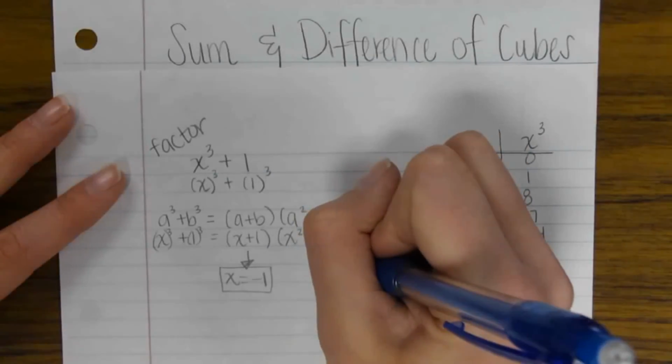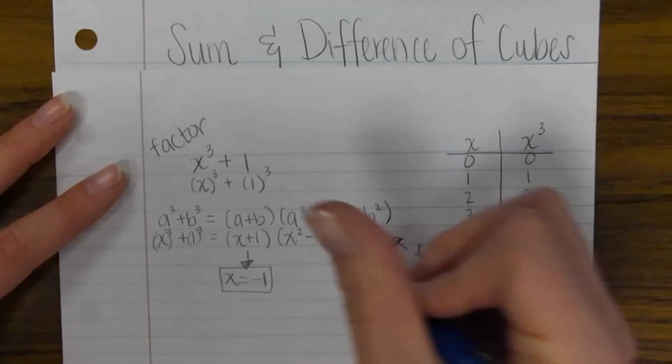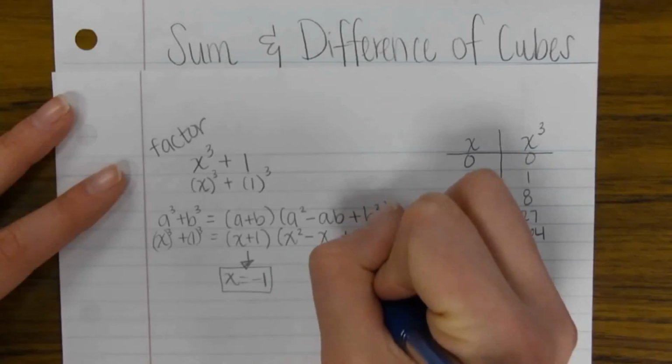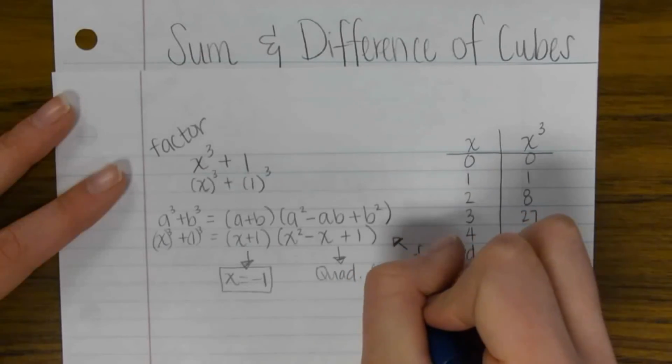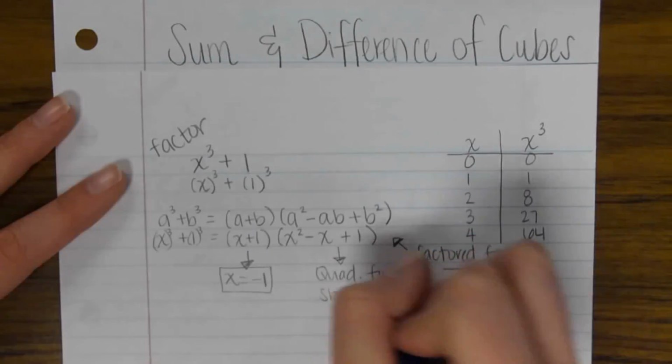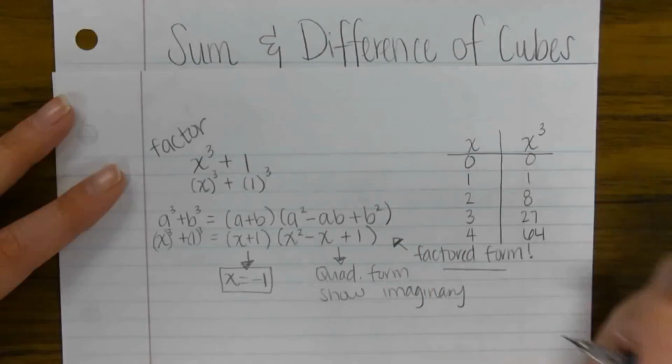You could take the time and do the quadratic formula, or you could complete the square. But what you're going to find is that the zeros here are imaginary. And so they're not real zeros. And therefore, you are done.